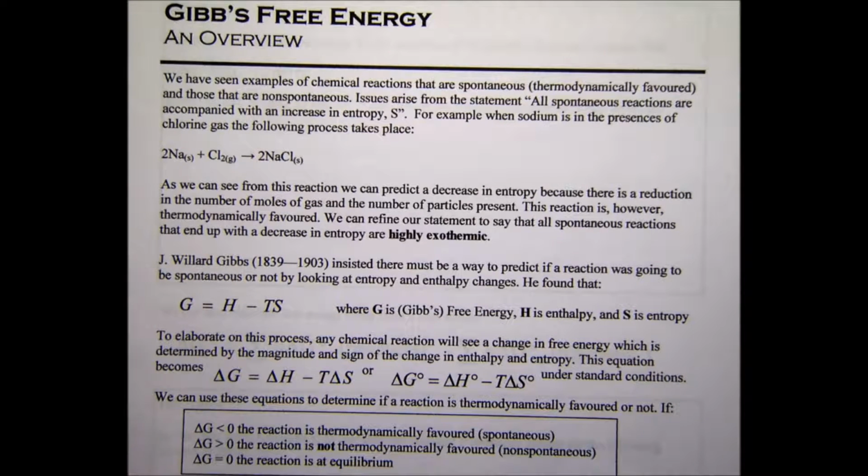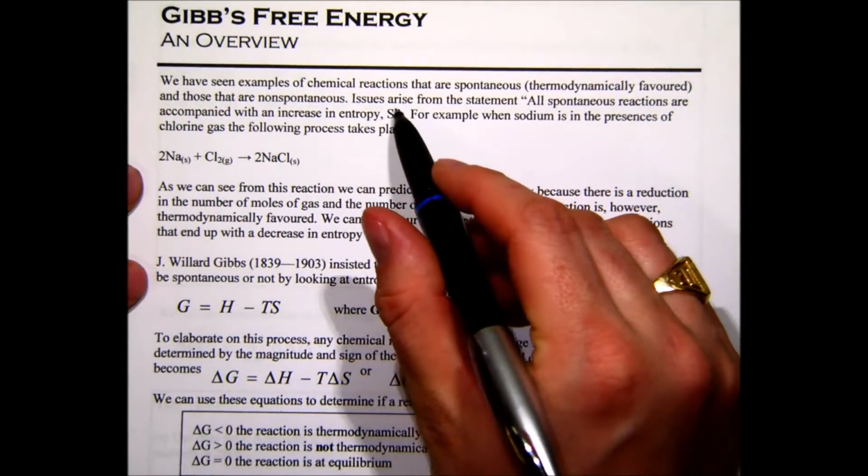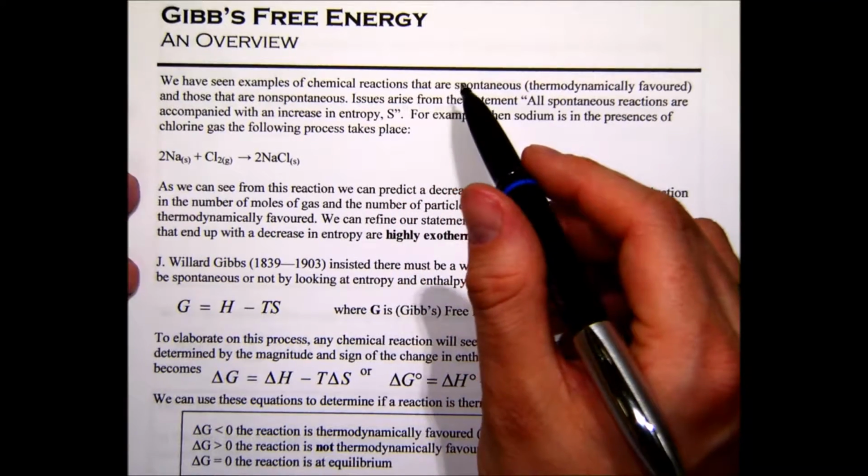So we're going to have a quick little overview of Gibbs Free Energy. What we've talked about already in class is exactly what Gibbs Free Energy is. Gibbs Free Energy is simply a measure of the temperature times the change in entropy of the universe. And we know from what we've talked about already that all spontaneous processes must be accompanied by an increase in entropy in the universe. So not just an increase in entropy, but an increase in entropy in the universe.